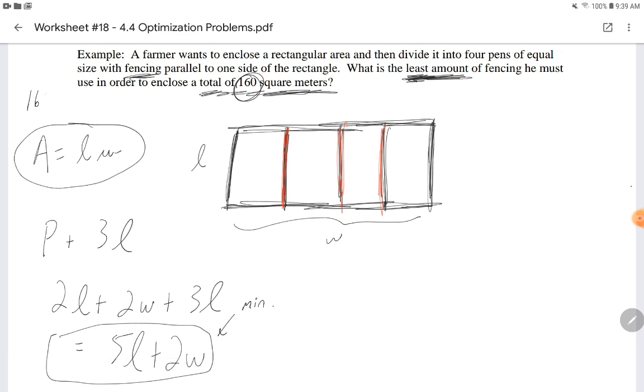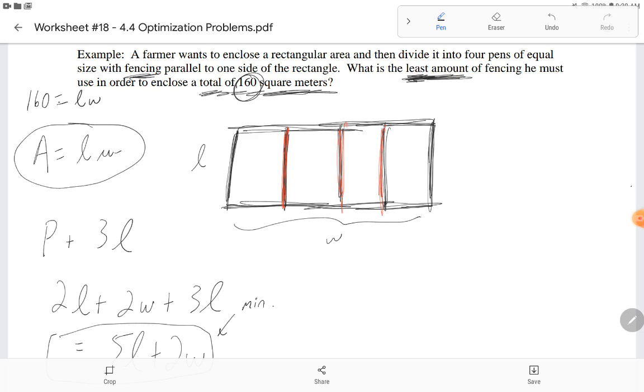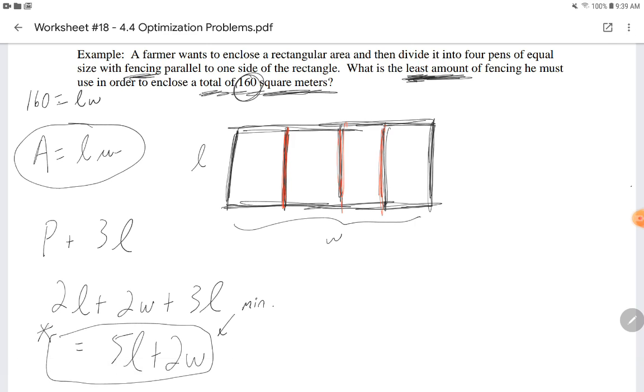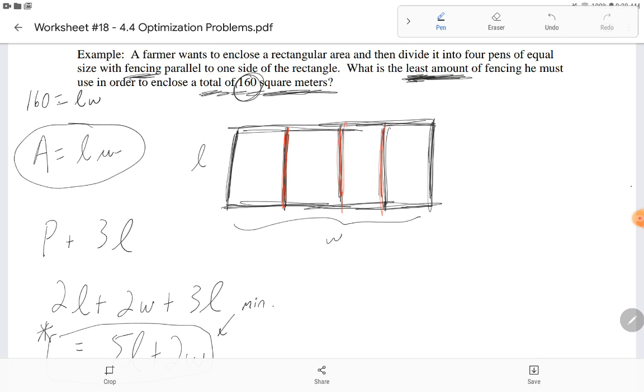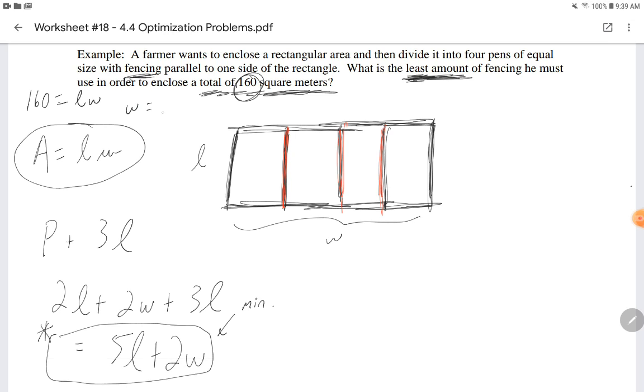So if I write 160 equals L times W, that means I can solve for one of the variables, L or W. Doesn't matter, dealer's choice. And then I'm going to derive this function down here with respect to one of those variables. So why don't I do this? I'm feeling crazy. Let's solve for W. And you get 160 over L.